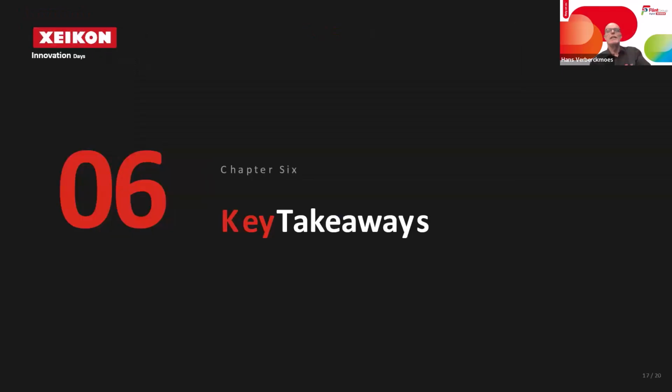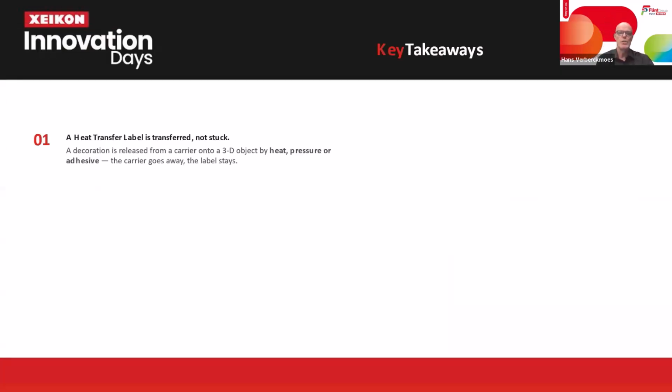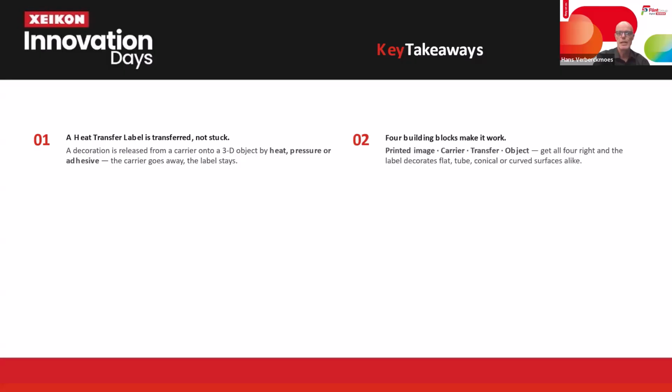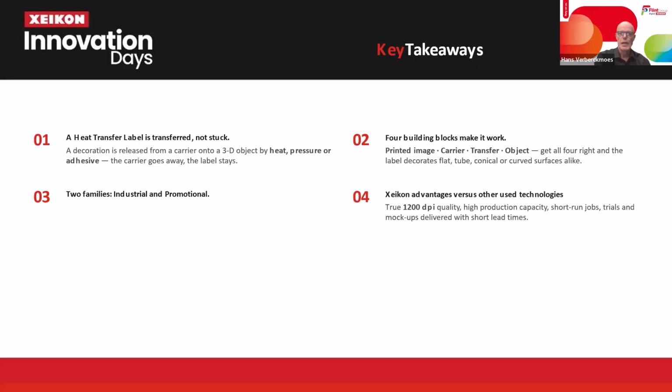So this is why I wanted to dig a little bit deeper into that part. The main key takeaways for me are, and I hope for you the same: a heat transfer is a label that is transferred. So you don't stick it on with glue, but you put it onto your object by heat and pressure. You have four building blocks: your printed image, your carrier, your transfer process, and your object. If you have these four under control, you're good to go. At XEIKON, we see two families, the industrial and the promotional, but we have solutions for both of them.